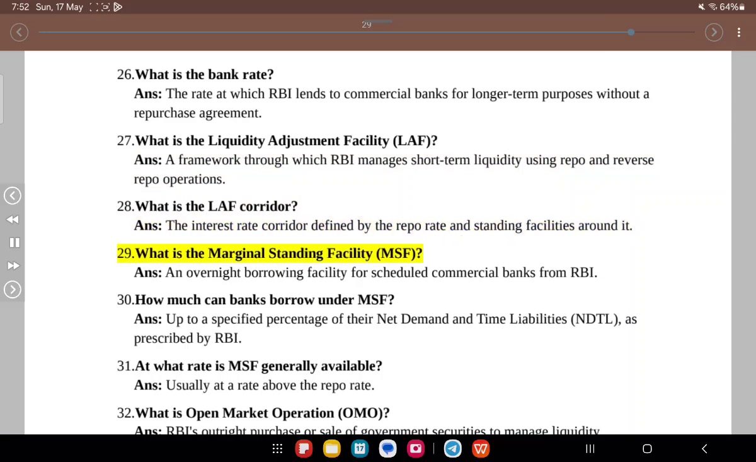29. What is the Marginal Standing Facility (MSF)? An overnight borrowing facility for scheduled commercial banks from RBI. 30. How much can banks borrow under MSF? Up to a specified percentage of their net demand and time liabilities (NDTL) as prescribed by RBI. 31. At what rate is MSF generally available? Usually at a rate above the repo rate.